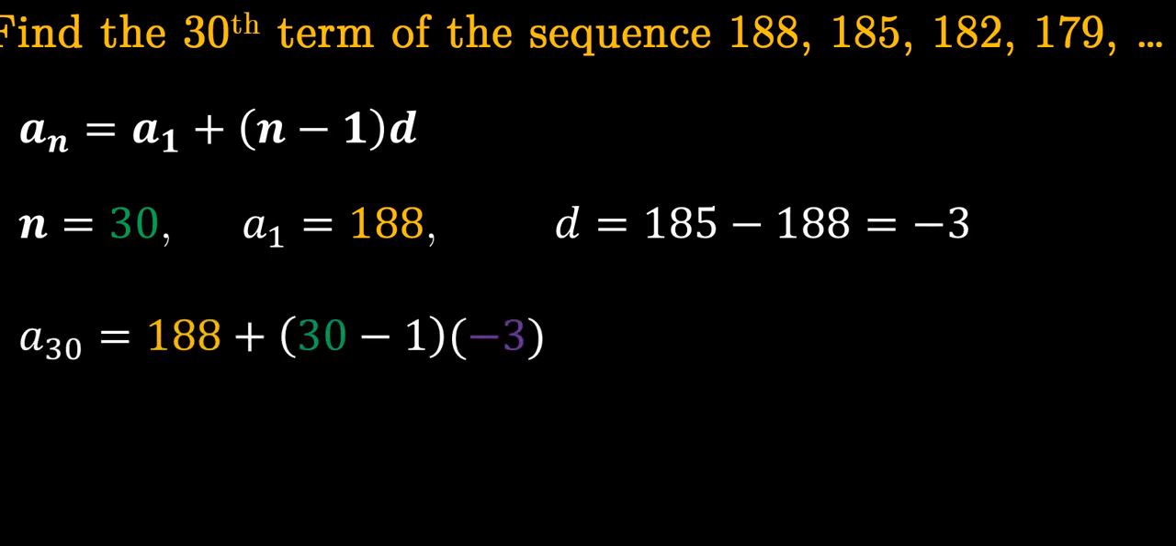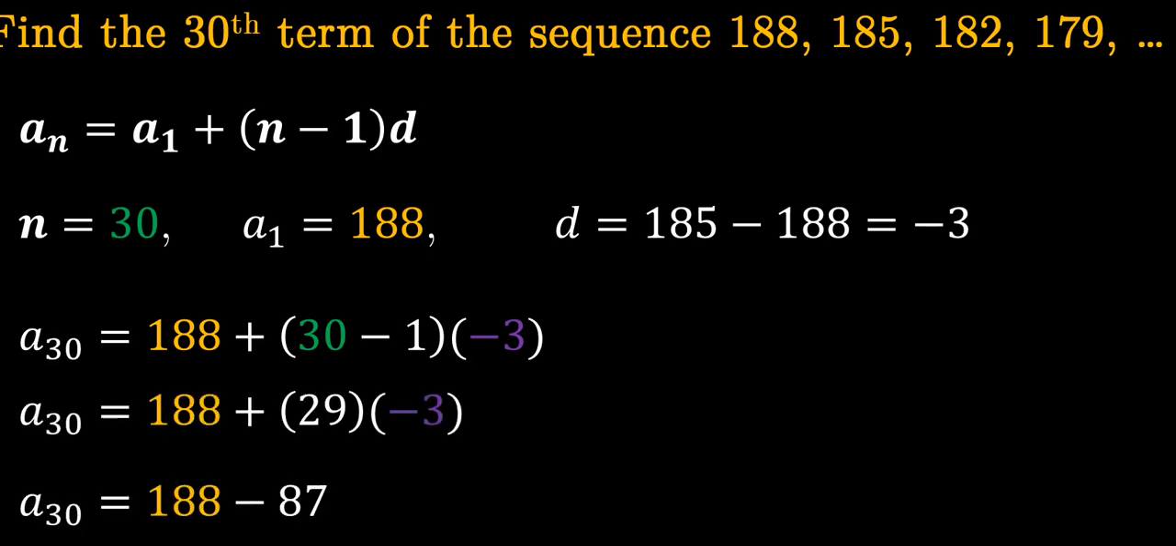Then let's input that in our general term. So our a sub 30, our 30th term, is 188 plus 30 minus 1 times negative 3. So 30 minus 1 is 29, times negative 3, that's negative 87. Then subtract from 188, that is, our 30th term is 101. That is all for how to find a specific desired term in an arithmetic sequence.